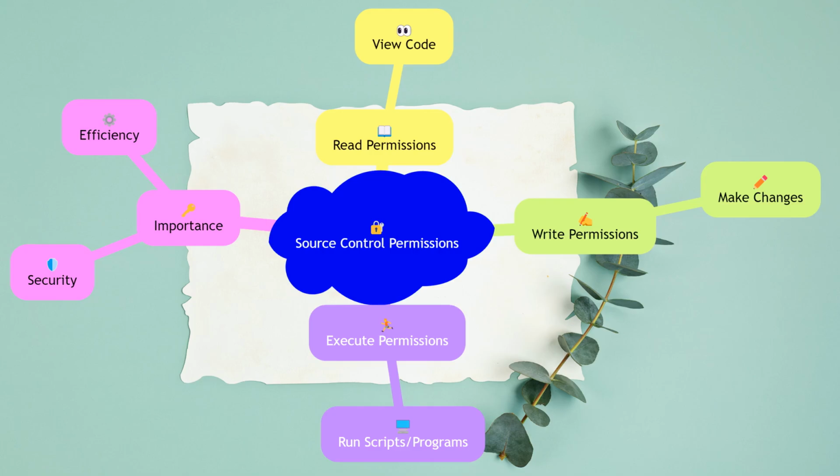There are several types of permissions that can be configured in a source control repository. These include read, write, and execute permissions. Read permissions allow users to view the code, write permissions allow users to make changes, and execute permissions allow users to run scripts or programs. Understanding these permissions is key to setting up a secure and efficient source control environment.